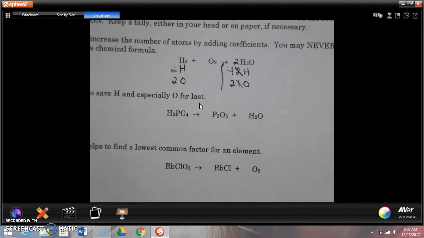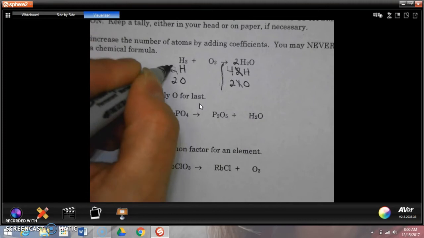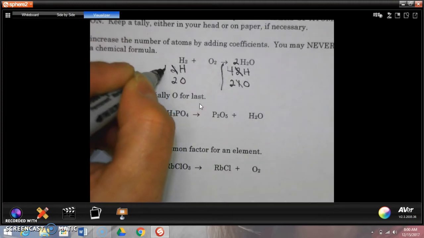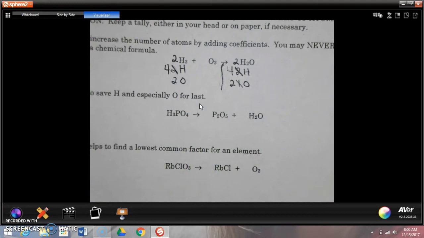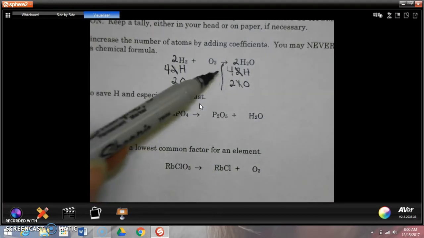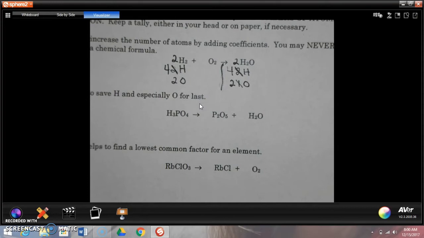So now I have to go back and rebalance. 4 on the right, I need 4 on the left. So in order to get a 4, I can put a 2 out in front of that and have 4 hydrogens. I don't have to do anything with the O2. So now you can see the coefficients of my balanced equation are 2 hydrogens plus 1 oxygen yields 2 H2Os.